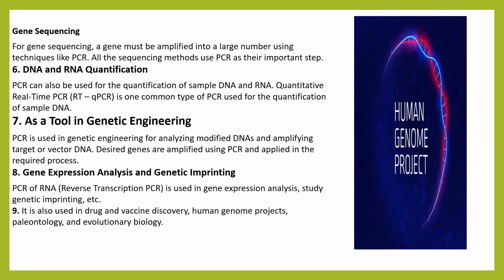Next one is DNA and RNA quantification. Quantitative real-time PCR is one common type of PCR which is used for the quantification of sample DNA. It acts as a tool in genetic engineering also for analyzing modified DNAs and amplifying target or vector DNA. Desired genes are amplified using PCR and applied in the required processes. PCR is also used in gene expression analysis and genetic imprinting. Reverse transcriptase PCR of RNA is used in gene expression analysis, to study genetic imprinting, etc.